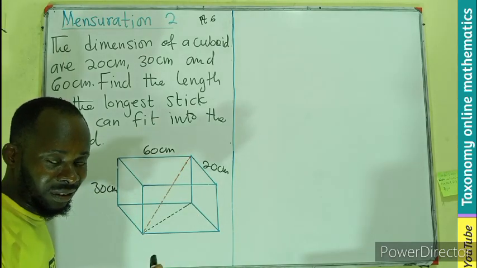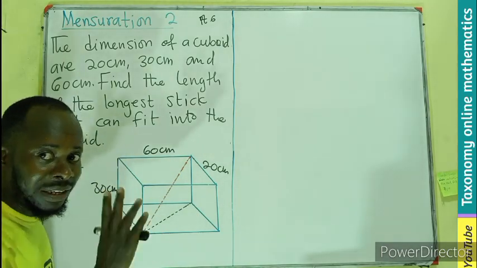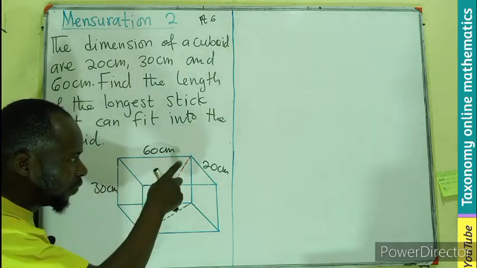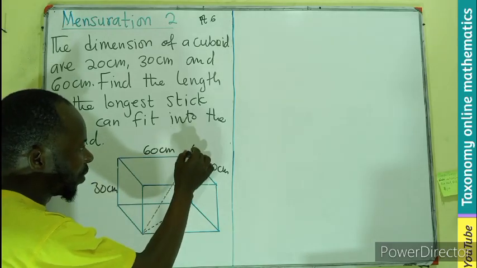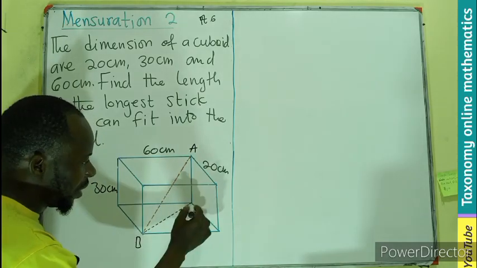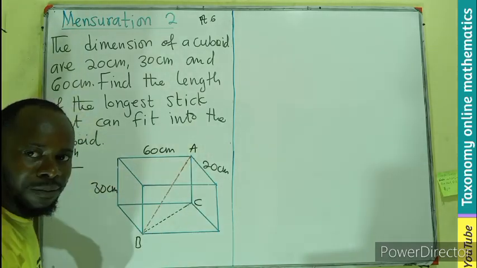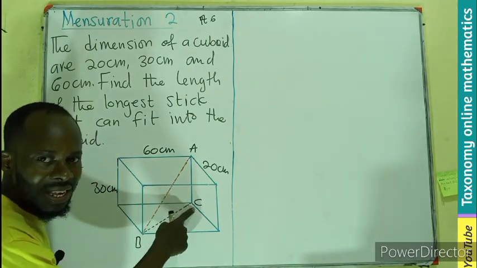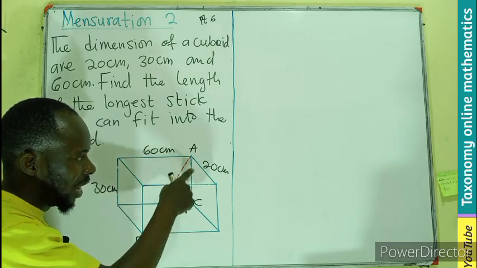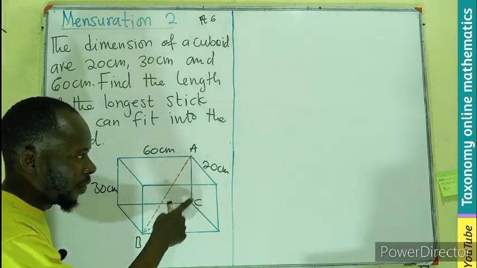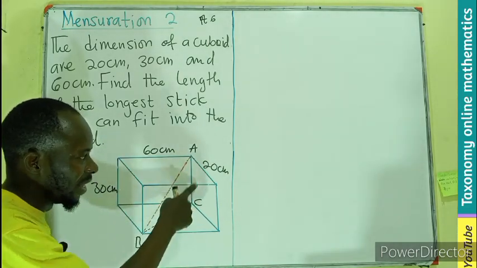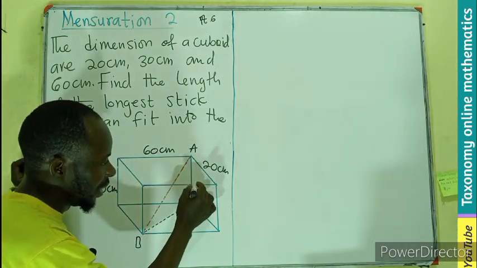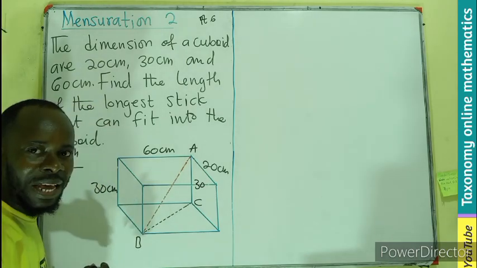So the formula is just the square root of the squares of all the three sides. But we can also derive it. Let me put A, B, C. If I want to find the length of AB, I first need to know the length of BC and also the length of AC. AC, I can find easily. AC is the same as the 30 centimeter. So in this case, our 30 will be there.